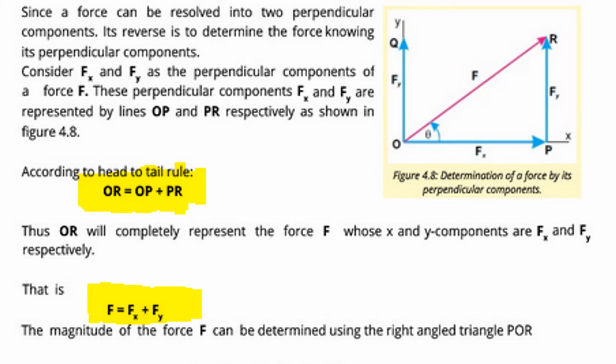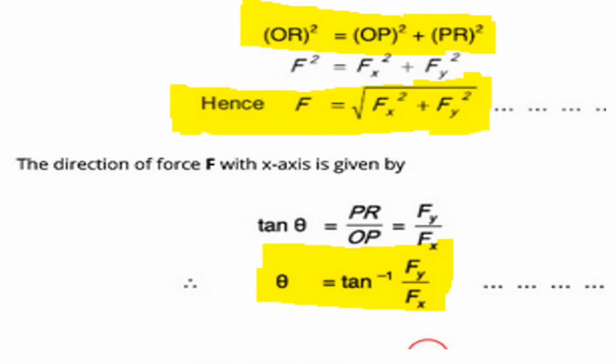We can use the Pythagoras theorem. The Pythagoras theorem, which you already know, is for a right angle triangle, and we are converting the given force F into perpendicular x and y components. Here, according to the Pythagoras theorem, OR is the hypotenuse, OP is the base and PR is the perpendicular. This means hypotenuse square is equal to perpendicular square plus base square.